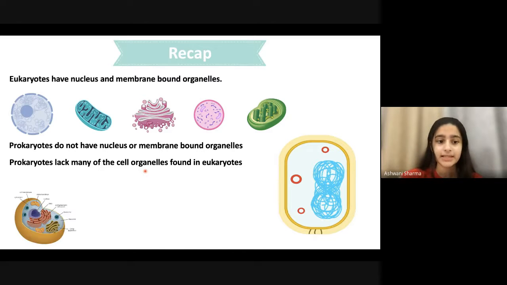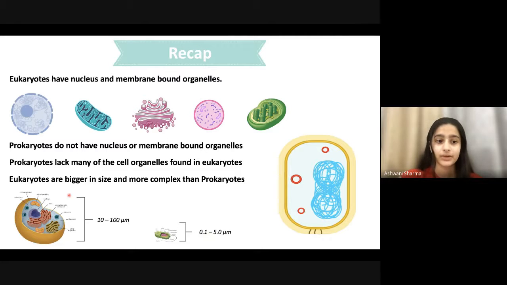The average size of a eukaryotic cell is around 10 to 100 micrometers, whereas the average size of a prokaryotic cell is around 0.1 to 5 micrometers. So we can say that eukaryotes are bigger in size than the prokaryotes, and they're also much more complex than the prokaryotic cells. So now let's come into the main topic of today's video, which is the structural cell parts.